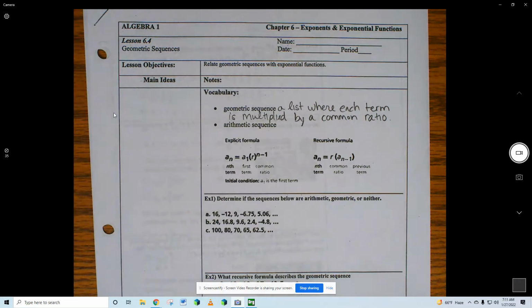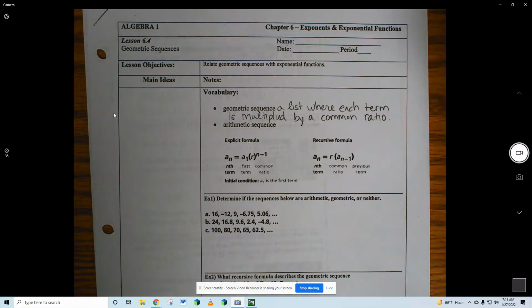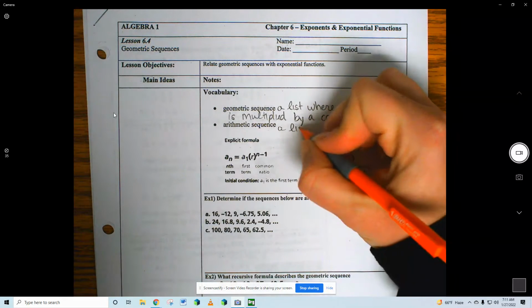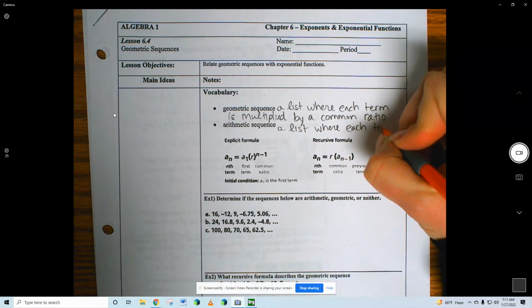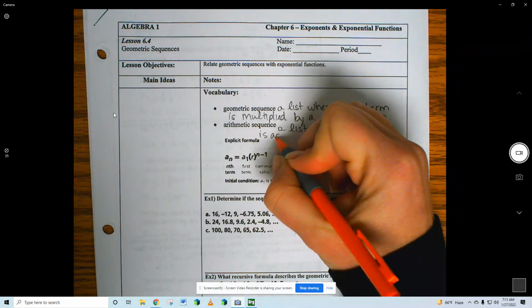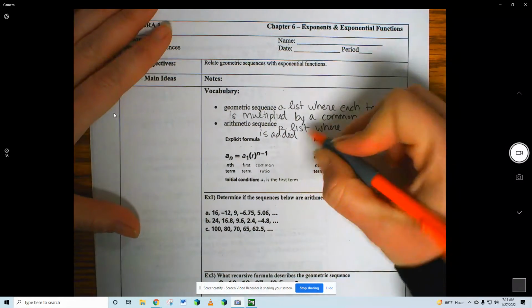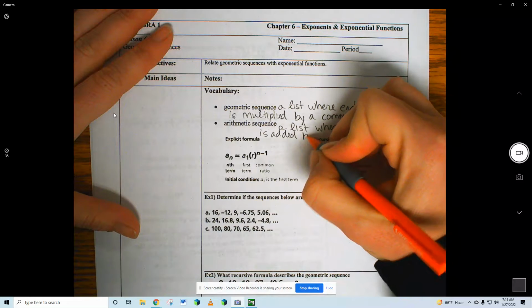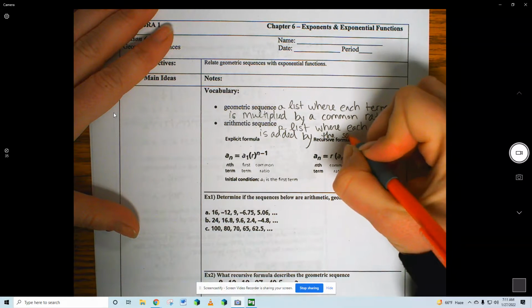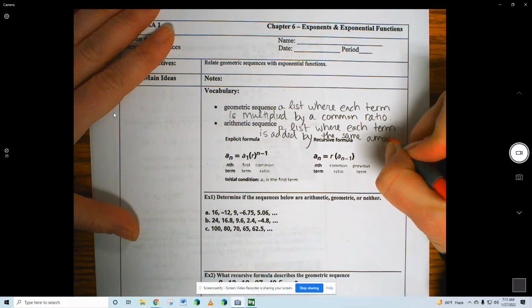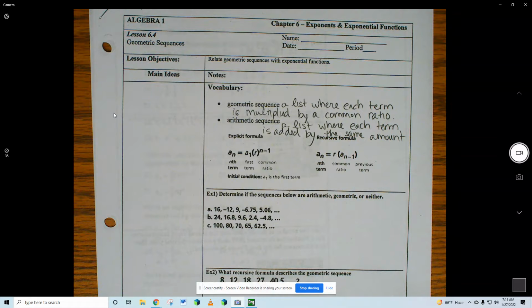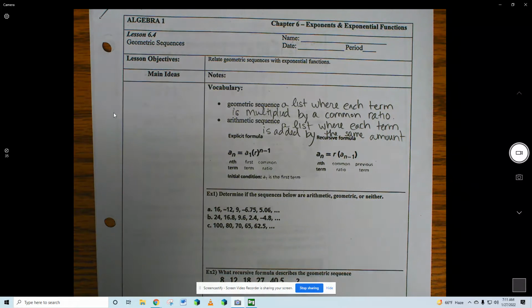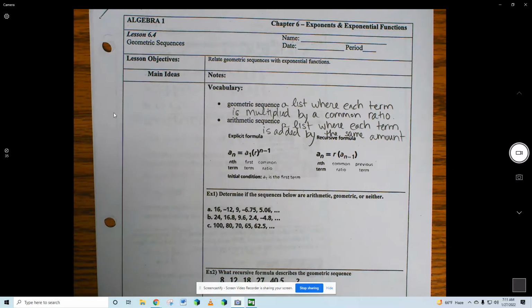An arithmetic sequence is a list where I'm adding. A list where each term is added by the same amount. We don't call adding a common ratio. We just say it's added by the same amount. So I might have a list that's like plus 5, plus 5. Every number I just add 5.